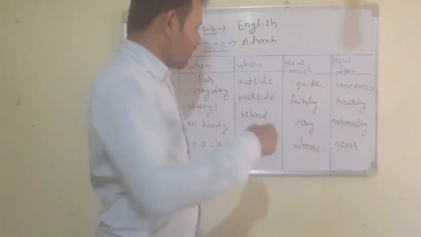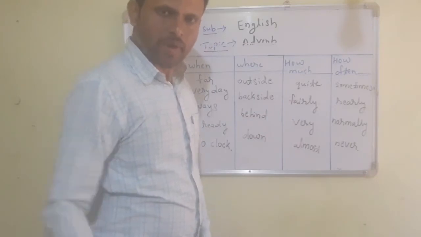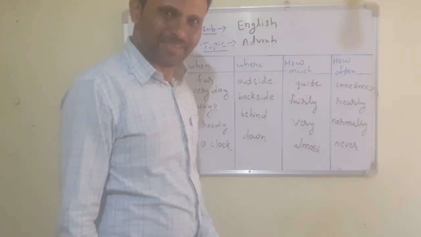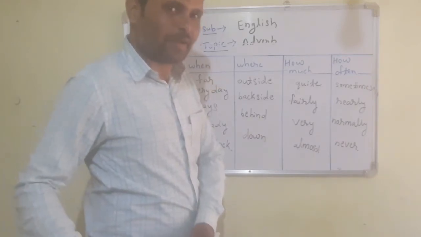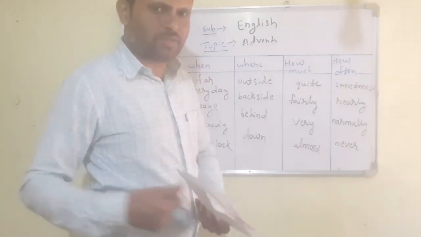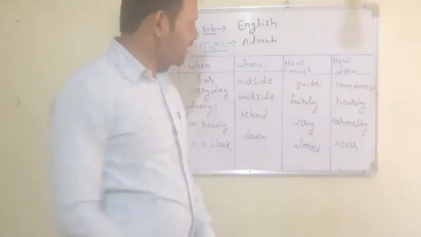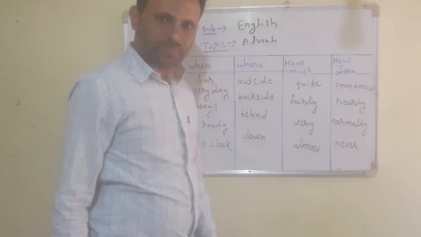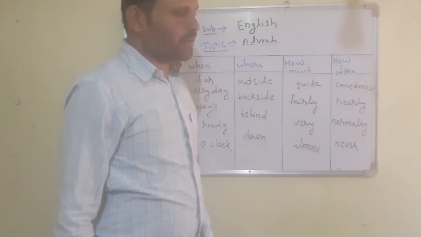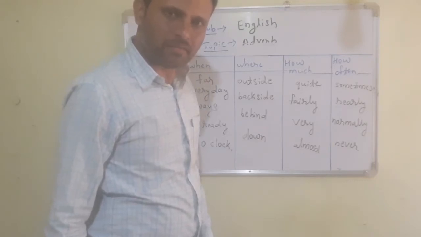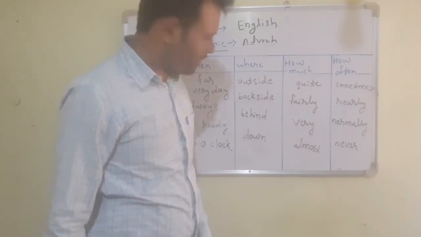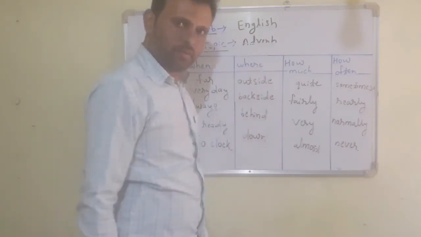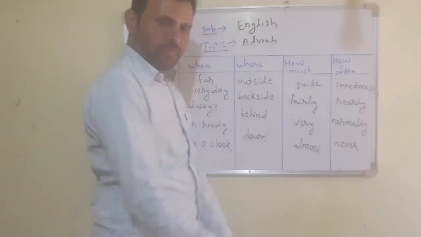Where has your mother gone? She has gone backside. Where did you stand? We stood behind the stage. That is the sentence, and what we are asking is, where did you stand? We stood behind the stage. Then Shrainik fell down from a hill. Where did he fall down? He fell down from a hill.